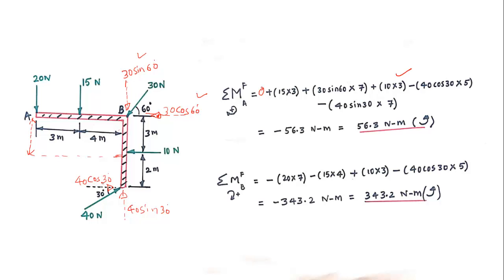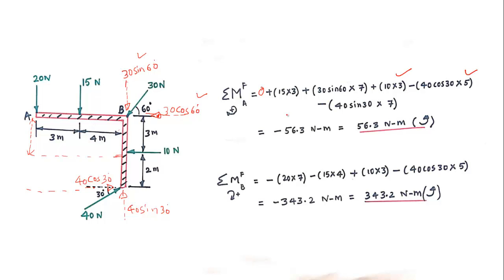Now this 40 Newton force is split into two components. We will take one by one. Now 40 cos 30, this is the line of action of the force, and the perpendicular distance from A to this line of action is 3 plus 2, that is 5. And the direction, if I go from this arrow towards the point A, it is going in the counterclockwise direction.